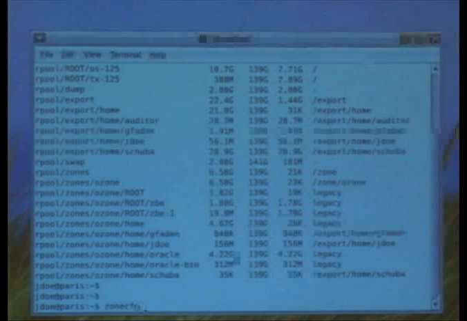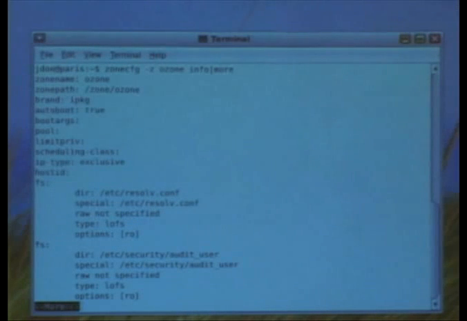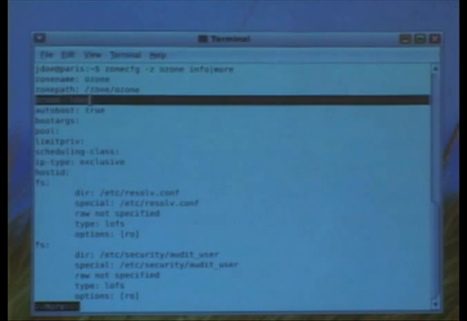Let's also look at the zone configuration for the zone, and let's see how the zone is configured and how these various different file systems are mounted into this contained environment. So here you see the zone name, the zone path, the ipkg brand, and Glenn will go into details there once this switches to something else, what that implies.